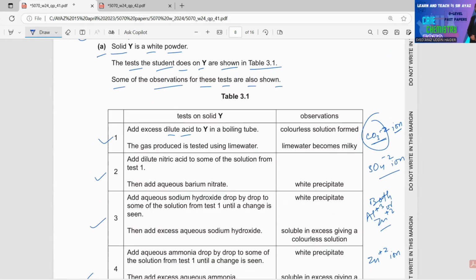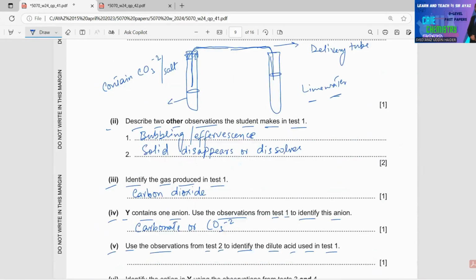So in test 2, we are getting a white precipitate with barium nitrate. With barium nitrate, the barium must be reacting with the sulfate ion to form BaSO4, or barium sulfate. And that sulfate ion must be coming from sulfuric acid. Sulfuric acid is H2SO4. So it must be sulfuric acid.